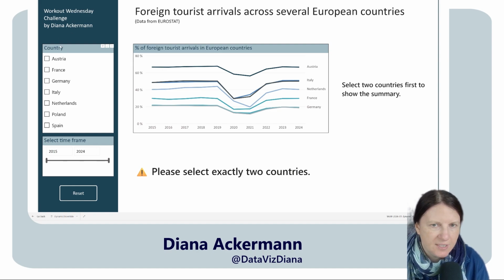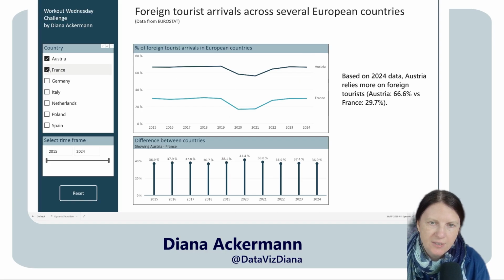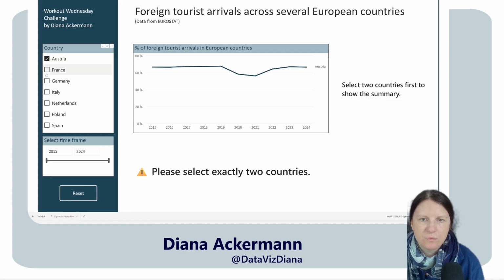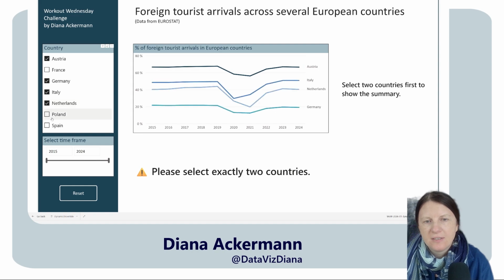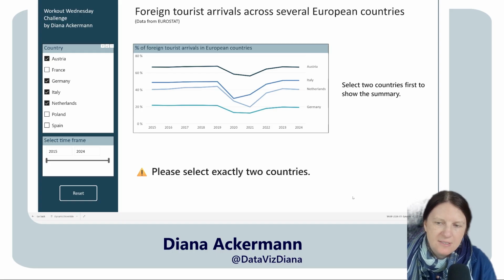So if we select here one country and then the comparison country, you get two time series and you get the difference over time. And you also get a small text summary. But if you select too few, like just one country, or if you select more than two countries, you get just the hint: please select exactly two countries to show also the differences.